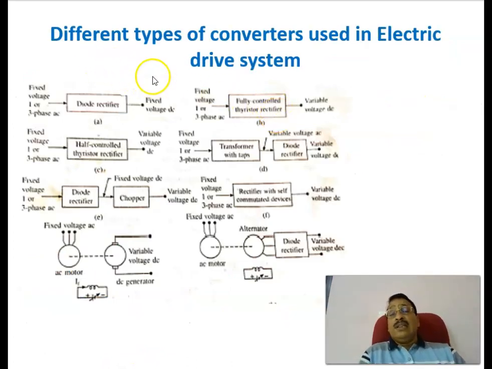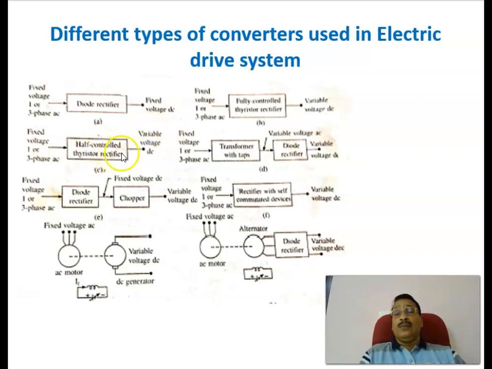This is an overview of the different types of converters used in electric drive systems. First, AC to DC converters: the input is an AC and the output is either a fixed DC or a variable DC. If the input is single phase or three phase and you use a diode rectifier, you get a fixed DC voltage. If you use a half controlled rectifier, you get a variable DC voltage from a fixed AC voltage.